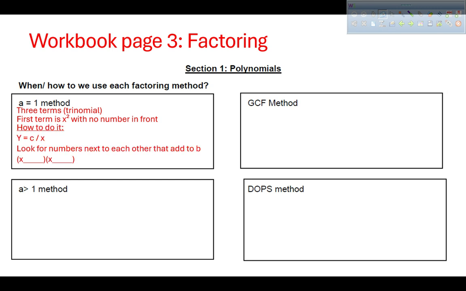And here's how to do it. You don't have to write this if you don't want, but it is a process. It might be something nice to look back at. You're going to take the C term and divide it by x. You're going to look for numbers next to each other that add to b.